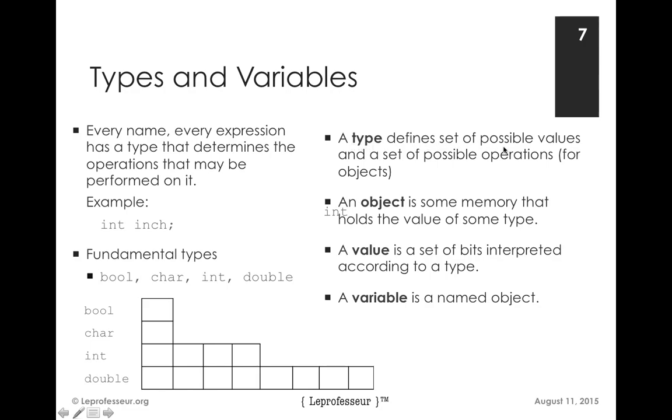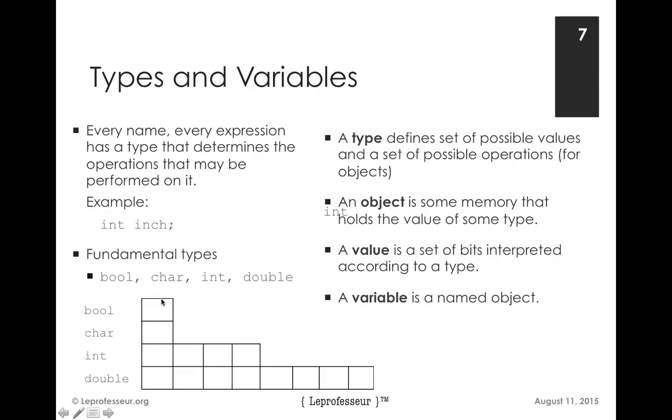A type defines a set of possible values and a set of possible operations for objects. For example, this inch is a variable, and its type is integer type. An object is some memory that holds the value of some type. Inch is a named object.